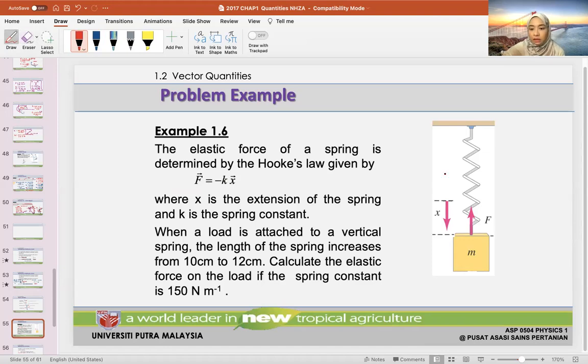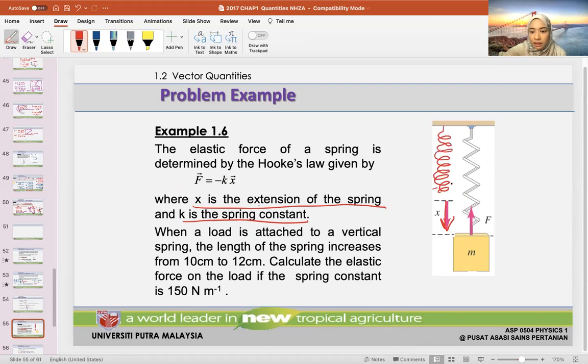So let's see. My spring is extending down, where x is the extension of the spring and k is the spring constant. When a load is attached to a vertical spring, so kita ada load kat sini, this is the mass attached to a spring. Mula-mula spring tu dekat sini.